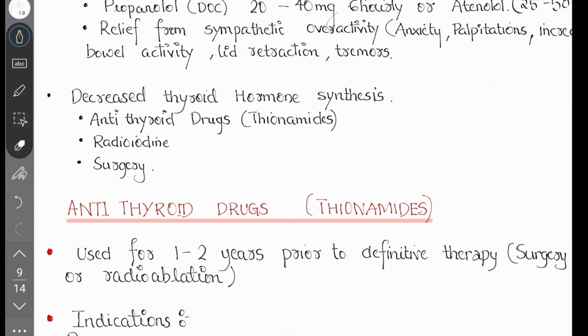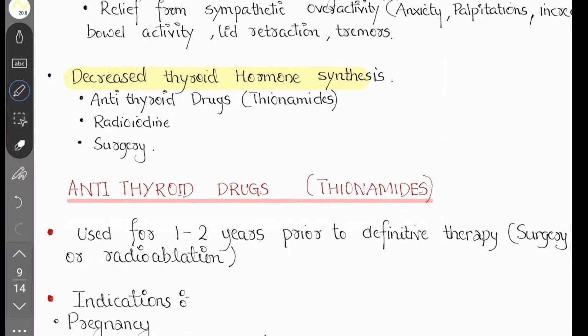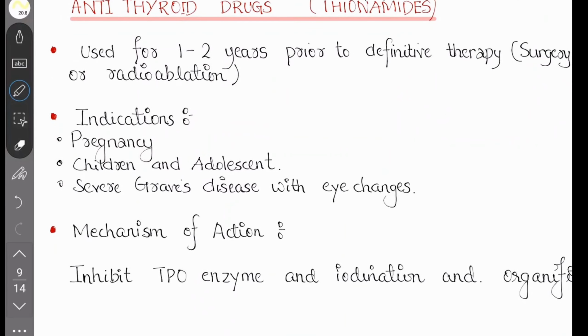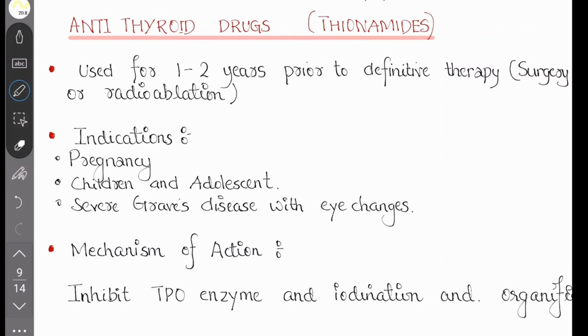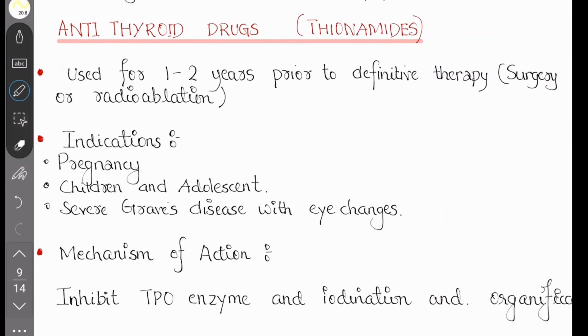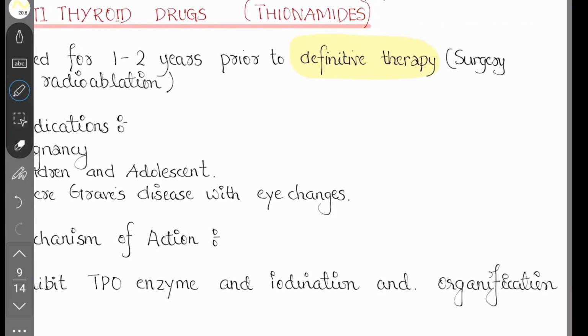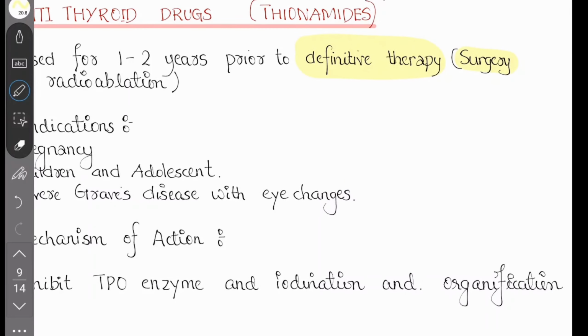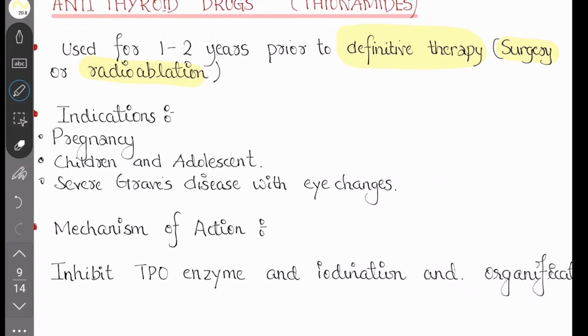To decrease thyroid hormone synthesis, we use antithyroid drugs like thionamides. Then radioiodine and surgery, these are definitive treatments. So first we'll discuss the antithyroid drugs like thionamides. They are used for 1 to 2 years prior to definite therapy. So what is a definite therapy? The definite therapy is either surgery or radio ablation. So 1 to 2 years before this definite therapy, we use the thionamides.